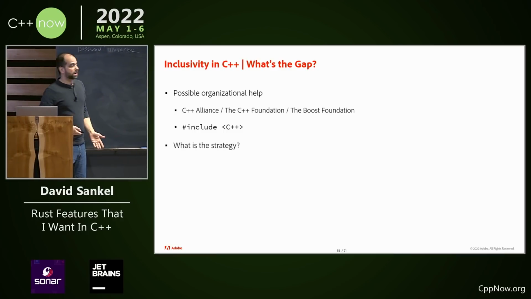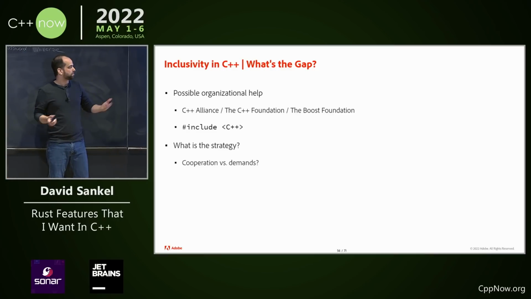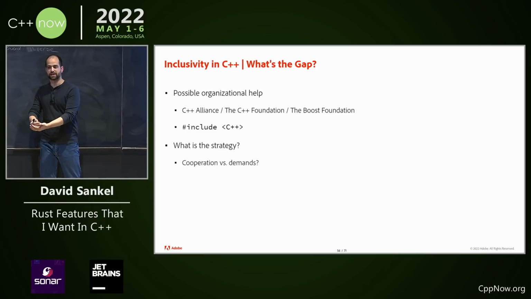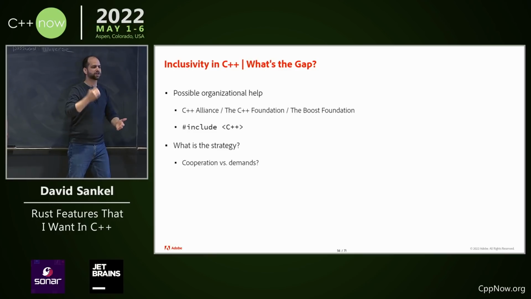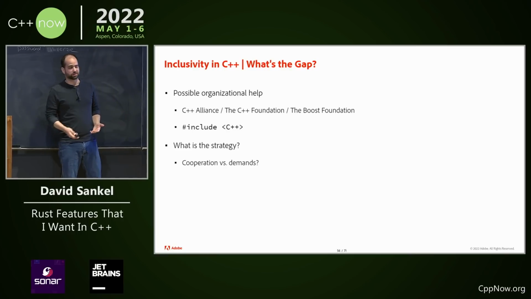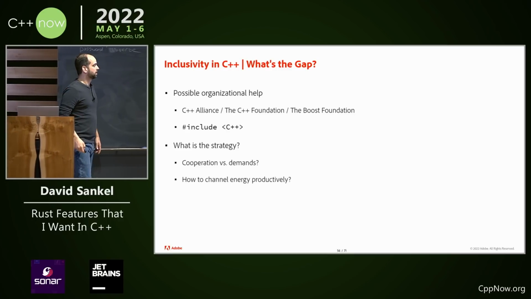And also, what is the strategy? Is it cooperation, or is it making demands? Like I've heard many times, "I will not go to your conference unless you do this or that." What kind of environment does that create? Is it an environment you want to be part of? An inclusive environment? I don't know. I don't like that environment personally.